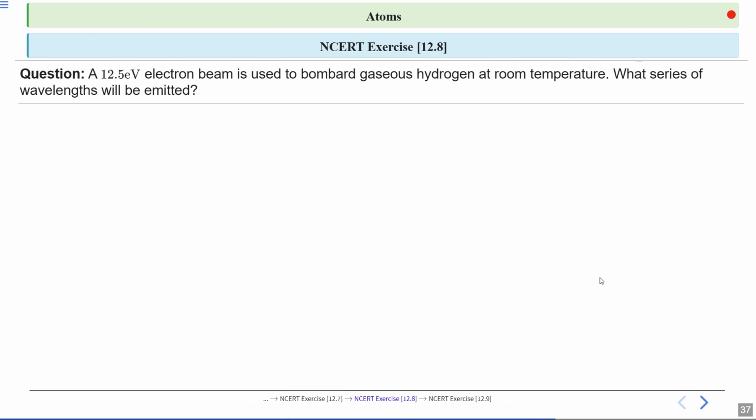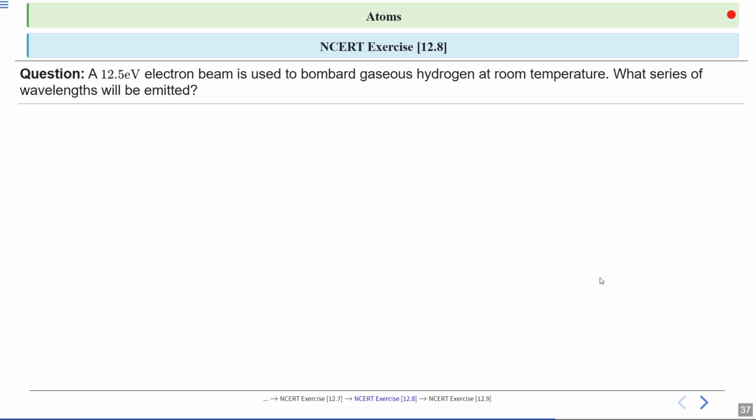Let's have a look at the question. An electron beam with energy 12.5 electron volt is used to bombard hydrogen gas at room temperature. This question asks what series of wavelength will be emitted. Notice how this is a classic atomic physics problem about the electron excitation and emission in hydrogen atoms.